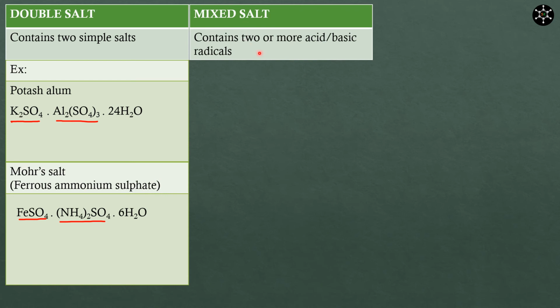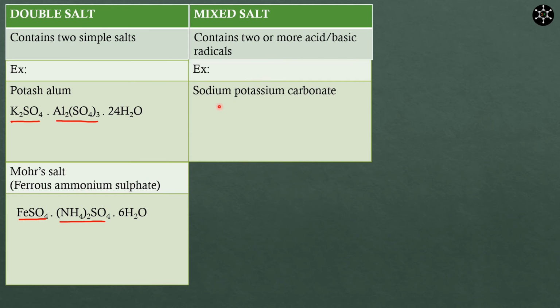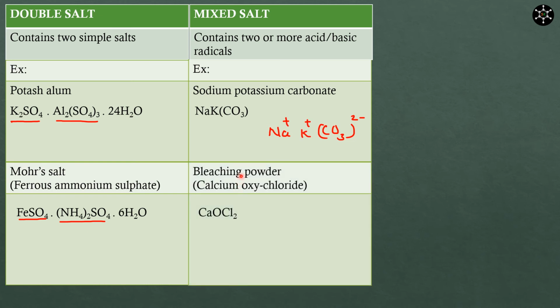Mixed salt contains two or more acid or basic radicals. This becomes clear with the example. Sodium potassium carbonate. Formula is NaKCO3. Here, to counter the acid radical CO3 2-, we have two types of basic radicals, that is Na plus and K plus. Another example is bleaching powder, that is calcium oxychloride, CaOCl2.